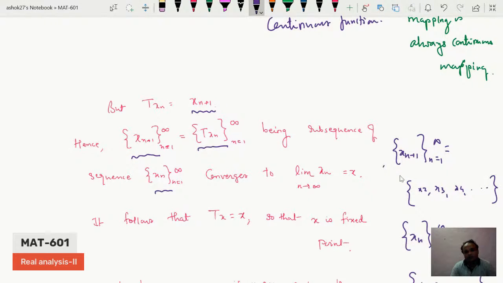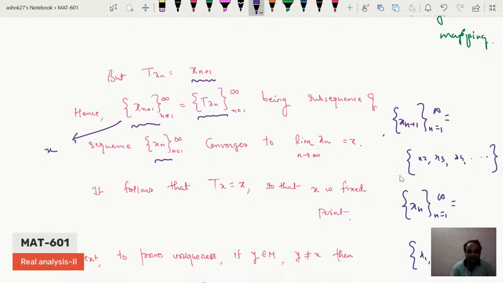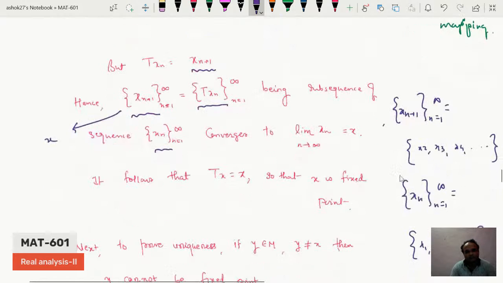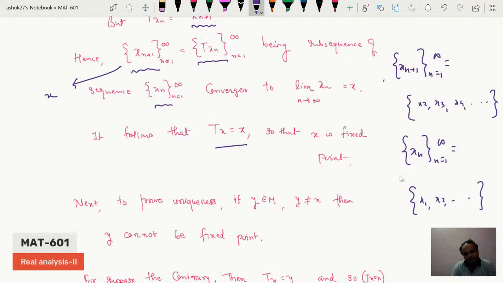So both sequences xn plus 1 and xn converge to the same limit, and therefore this sequence should also converge to x. But what is this sequence? This sequence is Txn. So Txn converges to x and xn converges to x. But already Txn converges to Tx. So we have already written that the limit of Txn is Tx, and here we are getting that Txn also converges to x. So therefore Tx and x should be the same, and hence it gives that x is the fixed point of this contraction mapping T.